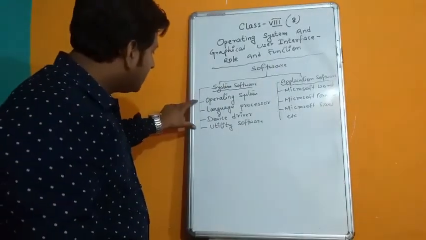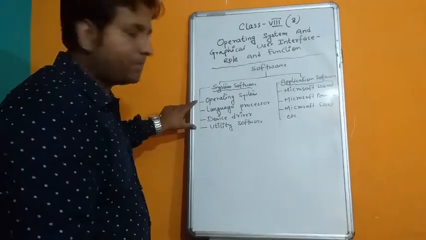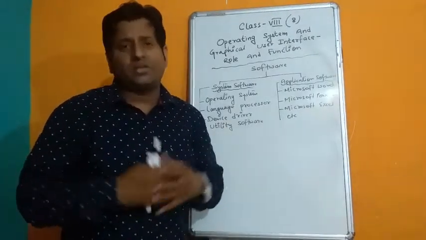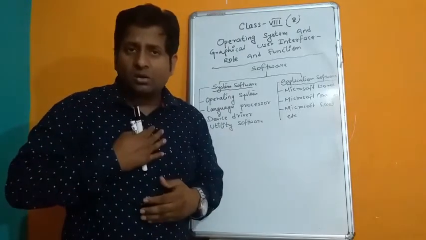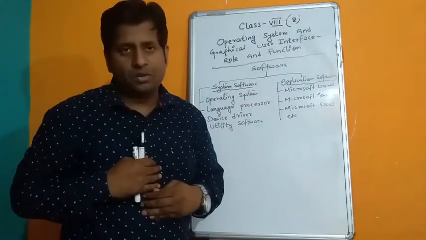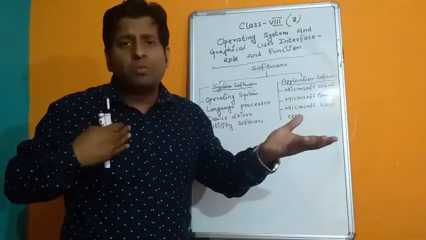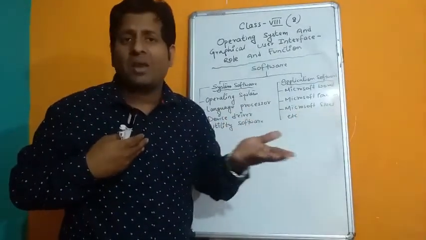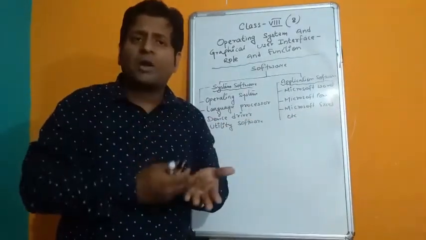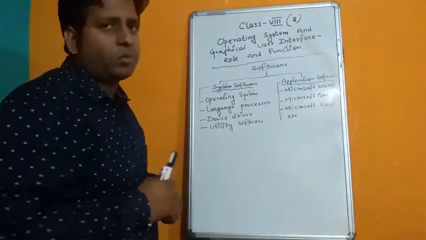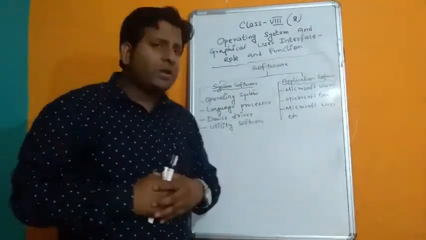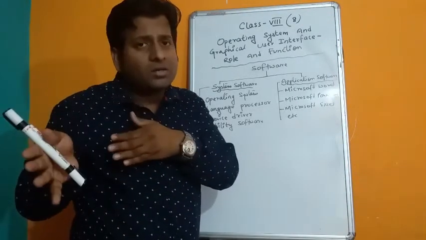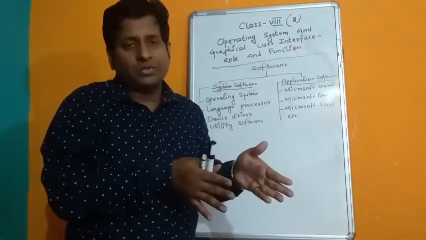So here you can see there are 4 different types of system software. The first is operating system. So operating system is what? Interface between user and computer hardware. Computer hardware is a machine and we are human beings. We cannot interact, we cannot communicate directly. We need an interface, platform, environment. That platform, environment or interface is known as operating system.